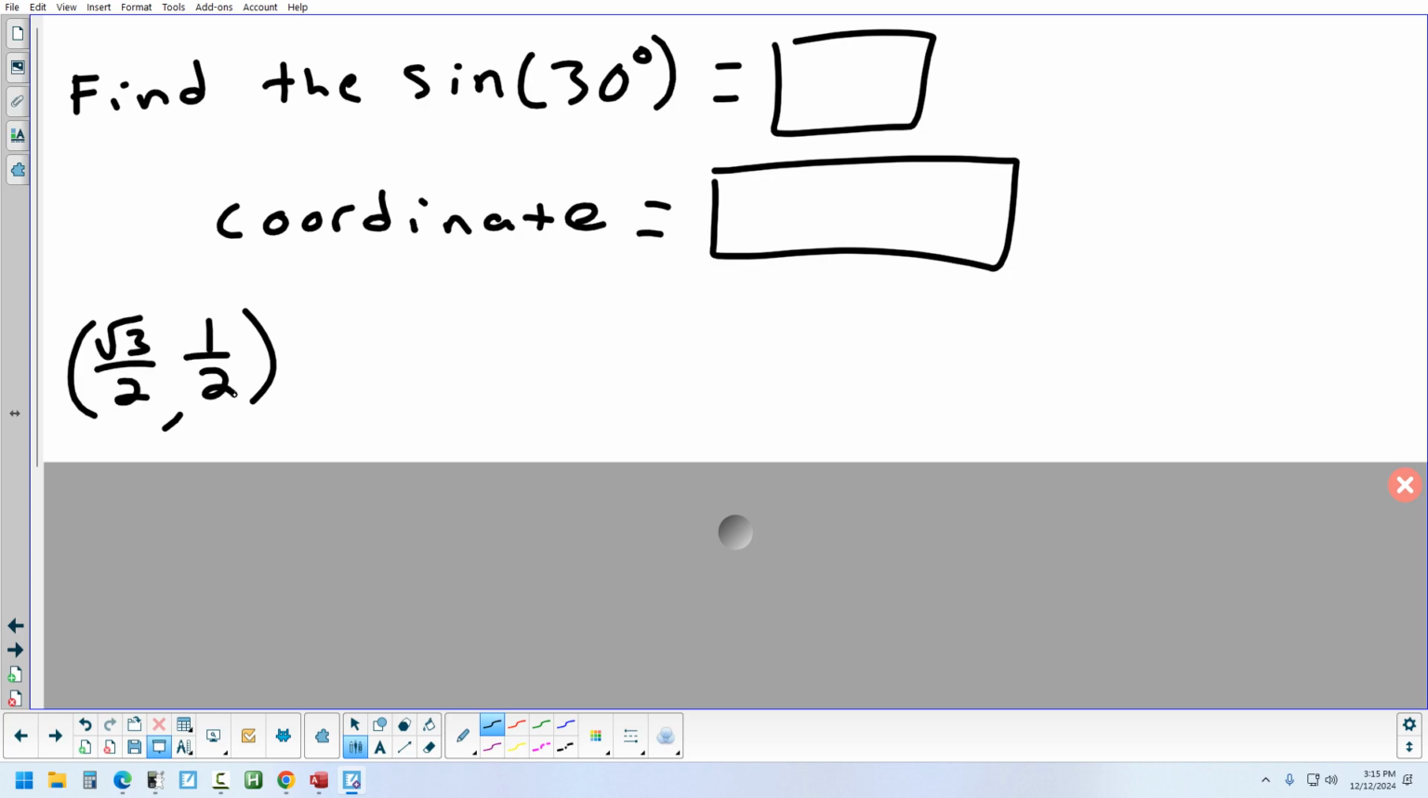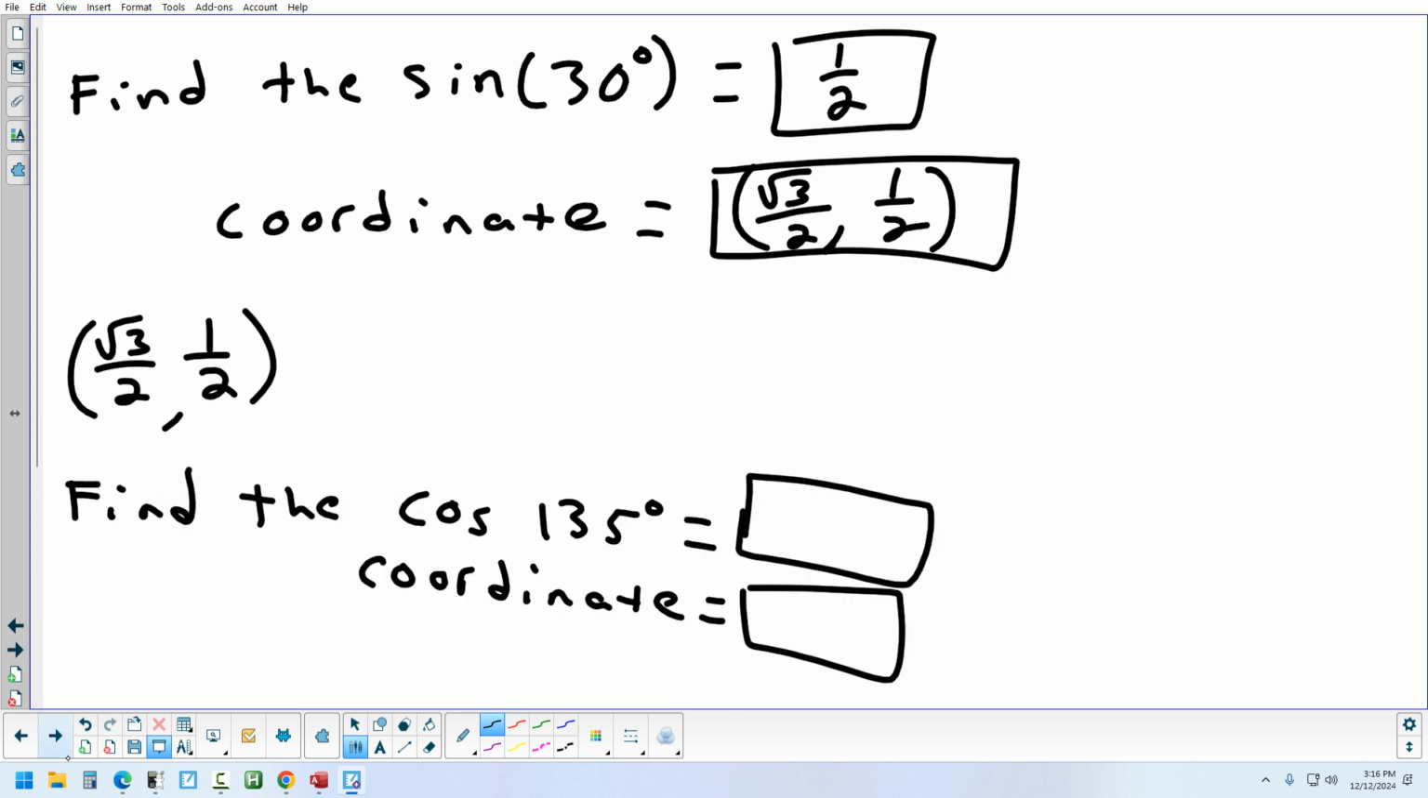So that I should have put in this box. Root 3 over 2, 1/2. Okay, so that's half of what I'll ask you for on the test. And now I want to know the sign, so we've got to know what to do with that coordinate. What would the sine be? 1/2. Yep, it would be just the y value, which is 1/2. Okay, that's the sine of 30 degrees.